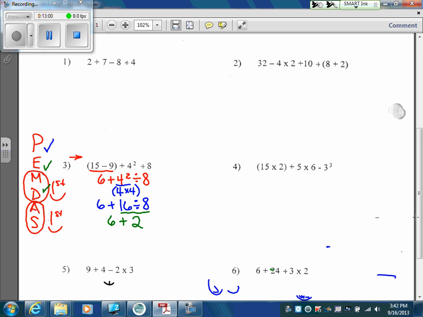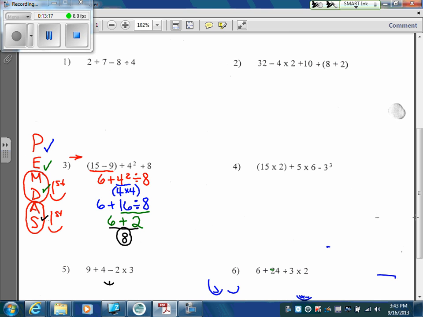Now I'm in addition, subtraction, whichever one I see first. Scan, I see addition. 6 plus 2 is 8, and I'm down to my last number. That's my answer, and I'm done with addition, subtraction.